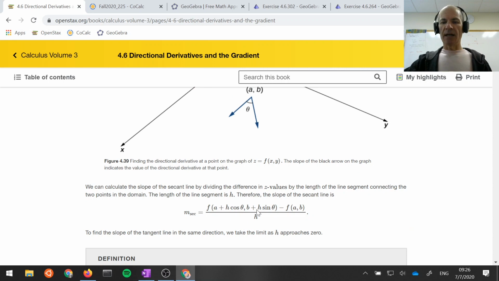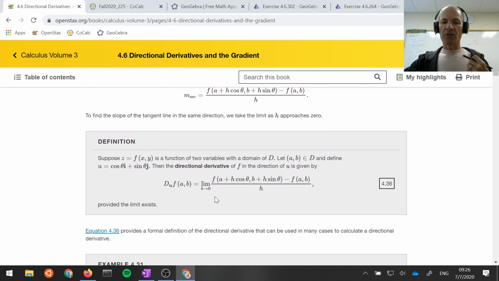So we build the difference quotient for this particular situation. We simply look at f of (a, b) plus this direction vector, cosine theta, sine theta, scaled by h. And we let h go to 0, and what we're doing is taking the derivative of f in the direction theta. This we define to be the directional derivative.